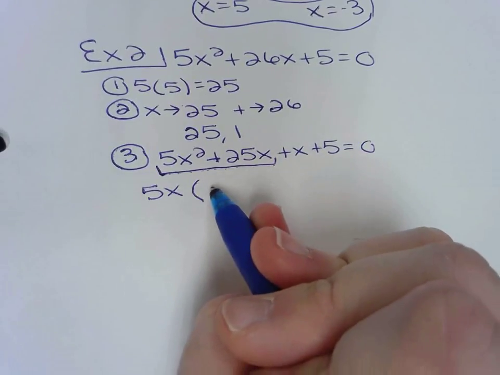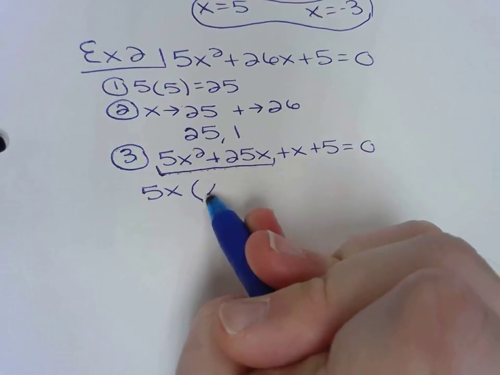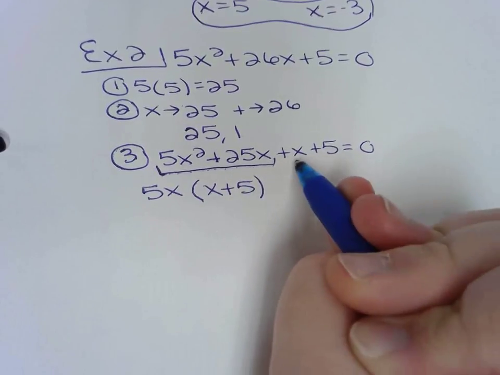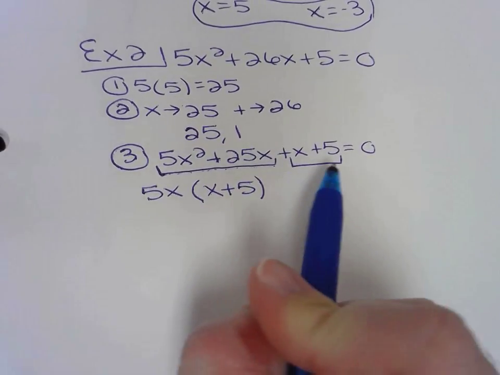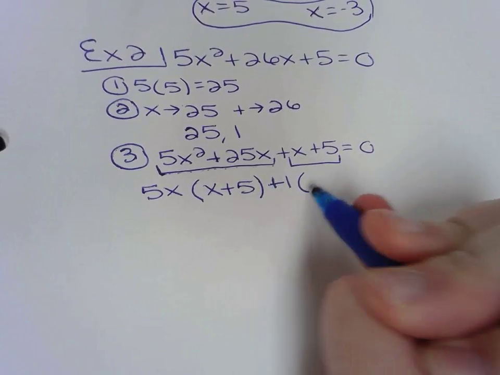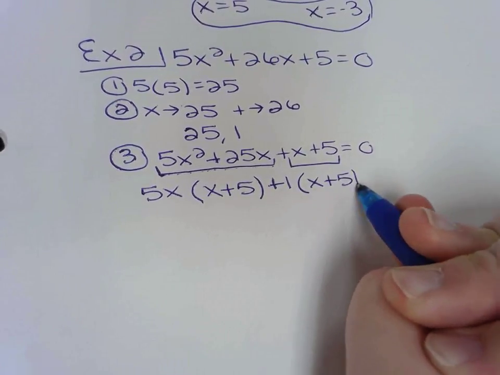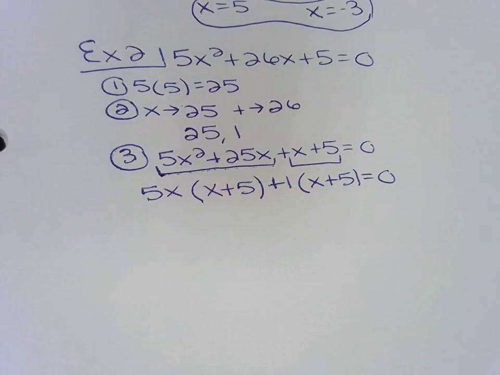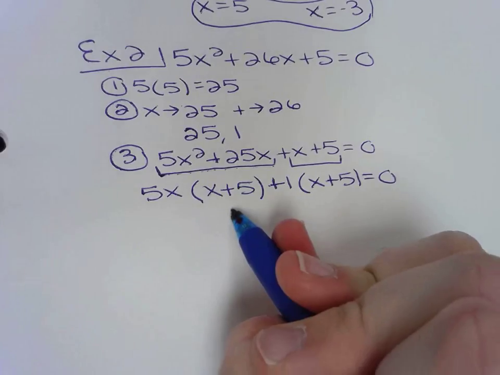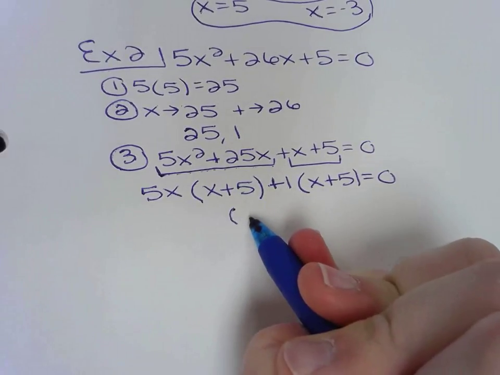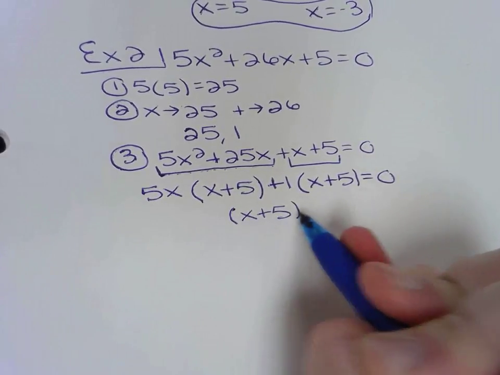I have a what left? Yep. Now if I group my last 2 together, I want them to be the same. I already have an x plus 5, so what do I factor out that will keep it at x plus 5? 1. So I'm going to factor out a positive 1, which will keep it x plus 5. This is not factored yet, so we can't set each part equal to 0 until it's factored. What will my final factored form look like for this? X plus 5. Yep. 5x plus 1. Yep.